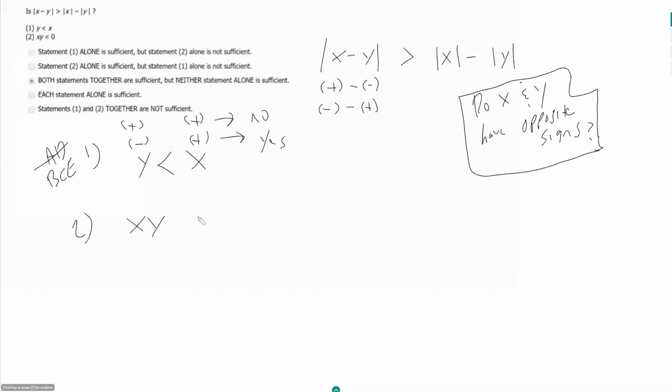The only way to multiply two numbers together and get a negative number is if they have opposite signs. You need to have a positive times a negative, or a negative times a positive. And that's exactly how we rephrased our question. And so this is sufficient to answer yes. x and y do have opposite signs, and therefore B is our answer.